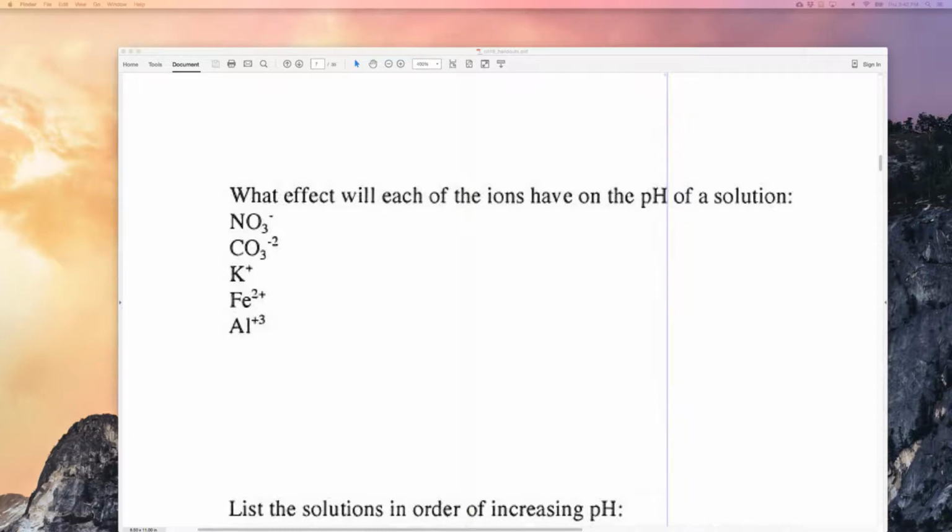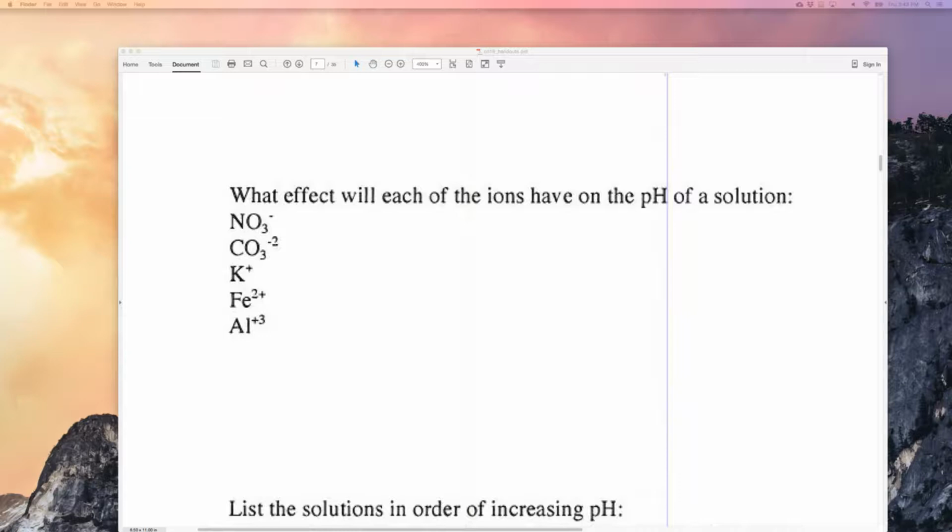So we've been given 5 ions. We have been given nitrate. Again, nomenclature is always important. Carbonate. Potassium positive ion, iron 2 plus, and aluminum 3 plus.